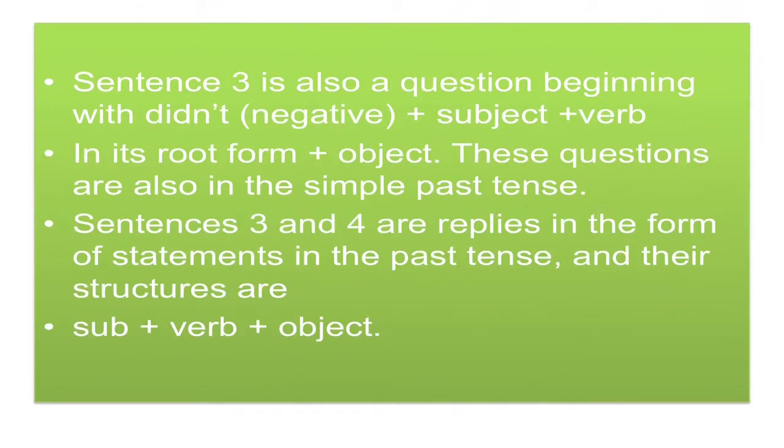Sentence number 3 also has a question beginning with didn't. That is negative plus subject plus verb in its root form plus object. These questions are also in the simple past tense. Sentences 2 and 4 are replies in the form of statements in the past tense, and their structures are subject plus verb plus object.